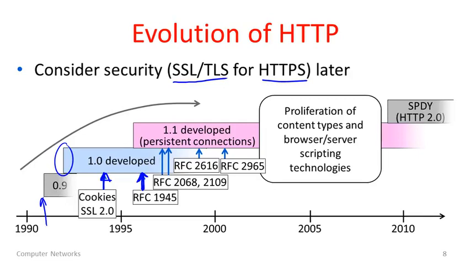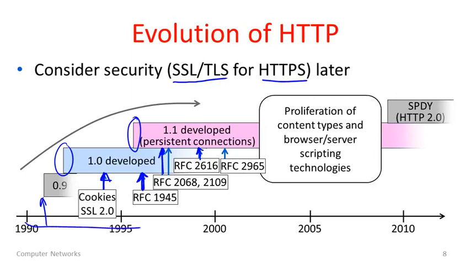So version 1.0 was developed over a period of a few years and standardized, eventually around 96. By the time it was standardized, people had already begun to move ahead to HTTP 1.1 with other new features that we'll look at, including what's called persistent connections. And HTTP 1.1 was then standardized, I think it's probably this arrow here, with RFC 2068, and then later revised a bit.